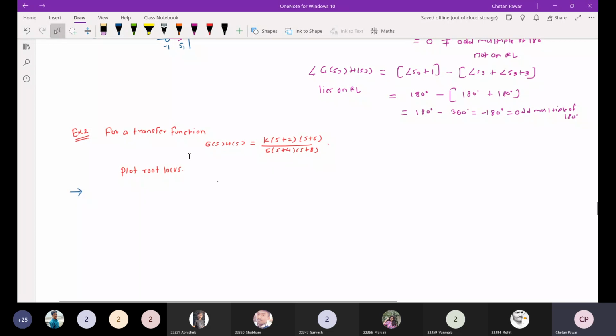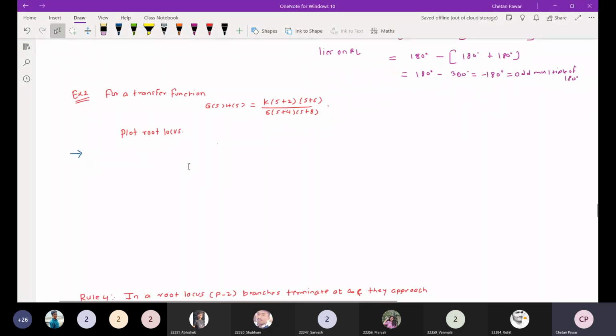These root locus branches. So example number 2: for the open loop transfer function G(s)H(s) equal to K(s+2)(s+6) divided by s(s+4)(s+8). You need to plot the root locus for this. So first, draw the pole and zero locations.